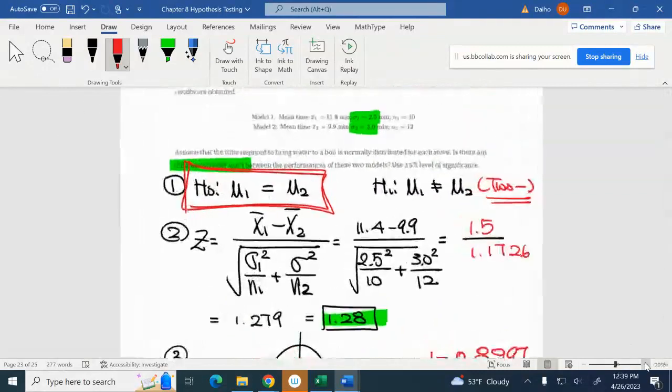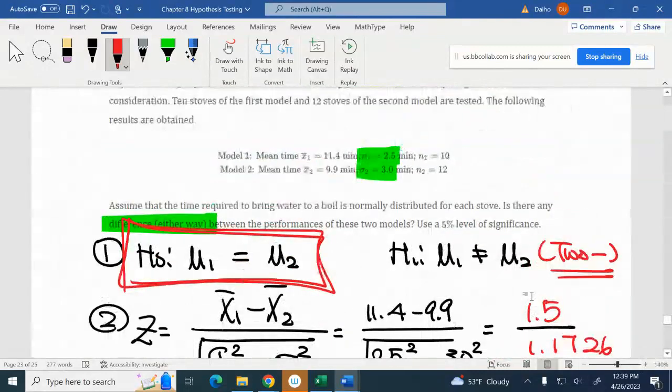What are they saying? The heating power between model number 1 and model number 2. Even though model number 1 took 11.4 minutes on average versus 9.9 minutes, statistically they are the same. The interpretation will be that the power is the same. The boiling water, same thing.